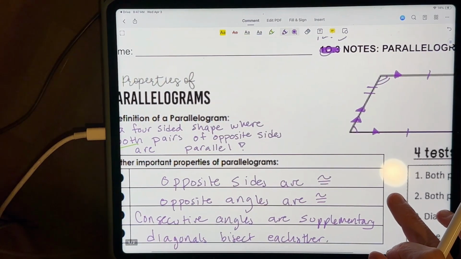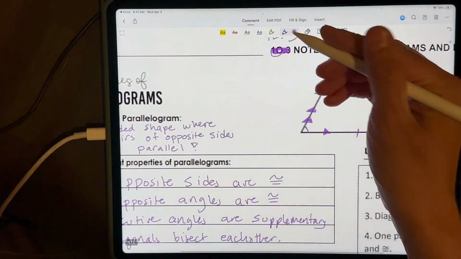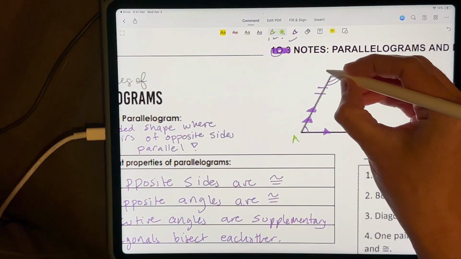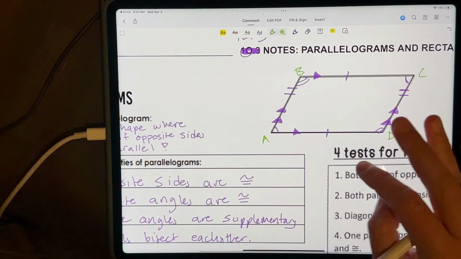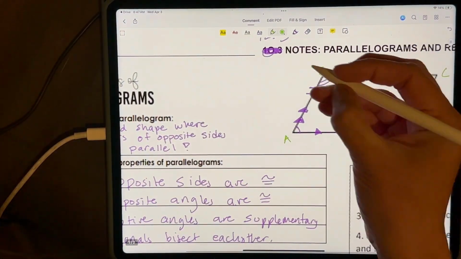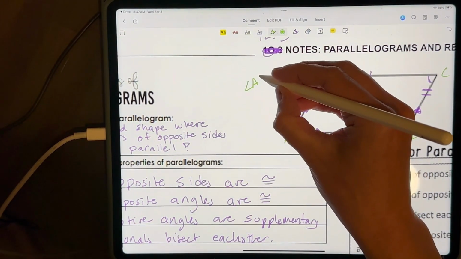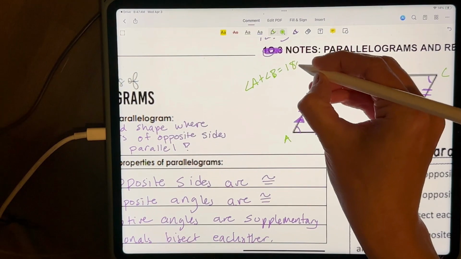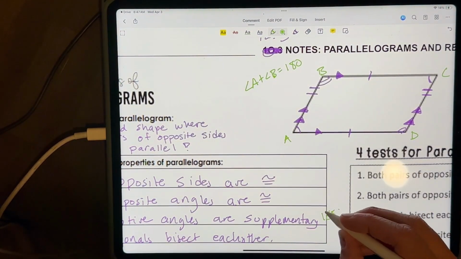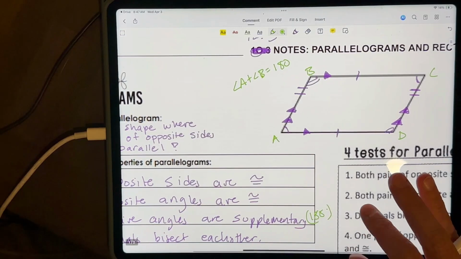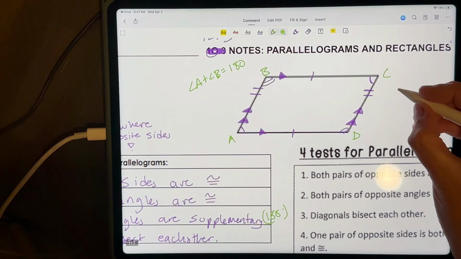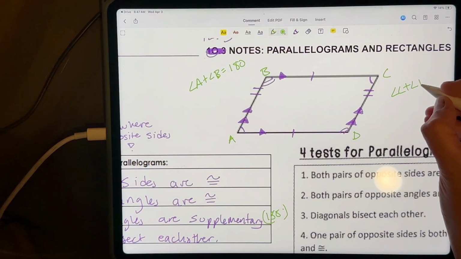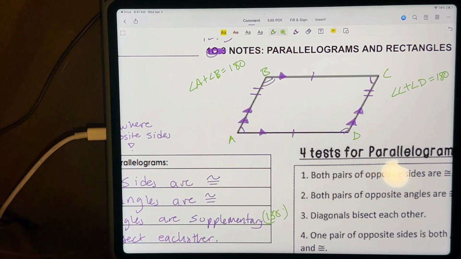Consecutive angles are supplementary. Let's label this A, B, C, and D. Consecutive angles are supplementary, so A plus B equals 180 degrees. That's what supplementary is. If you don't remember, that's 180 degrees. Same as the other ones, B and C will add up to 180 degrees, C and D will add up to 180 degrees, as long as the two angles are on the same transversal. So on this side equals 180.